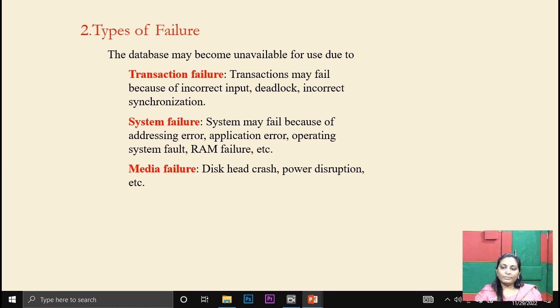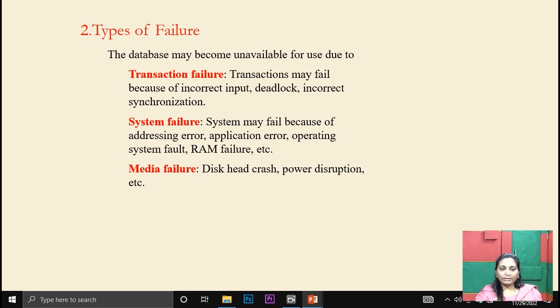Next, system failure. What is meant by system failure? The system may fail because of an addressing error, application error, operating system failure or RAM failure. If an operating system fault occurs, or RAM, random access memory, fails, or there is any application error, system failure will occur.